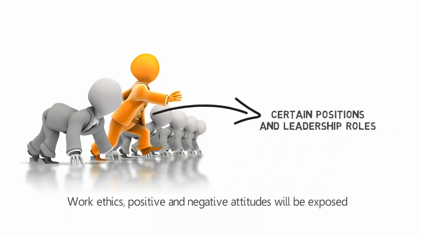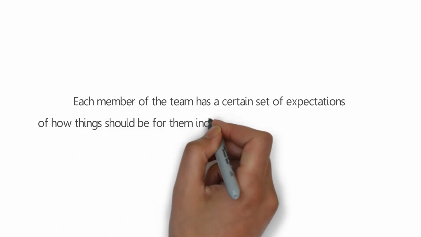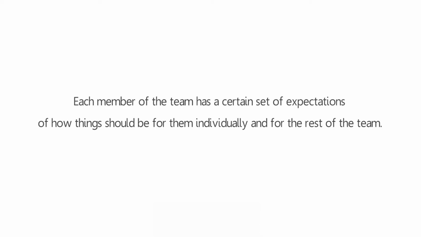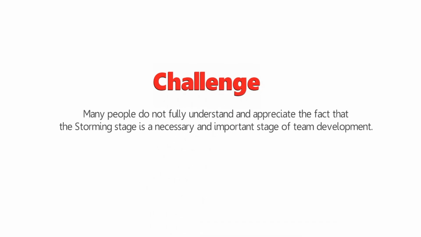Work ethics, positive and negative attitudes will be exposed. Remember that each member of the team has a certain set of expectations of how things should be for them individually and for the rest of the team. Naturally, conflict arises when the expectations and desires of various individuals come into contact. The challenge in this stage is that many people do not fully understand and appreciate the fact that the storming stage is a necessary and important stage of team development.